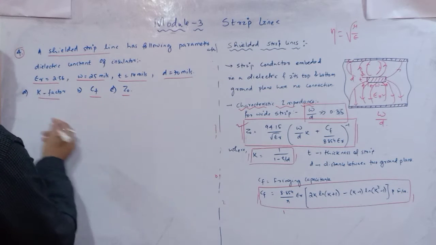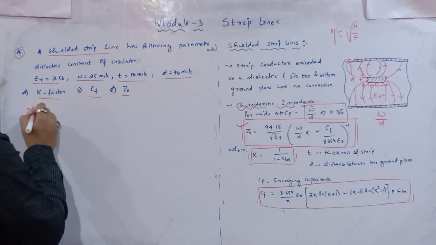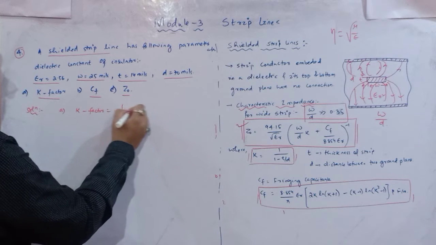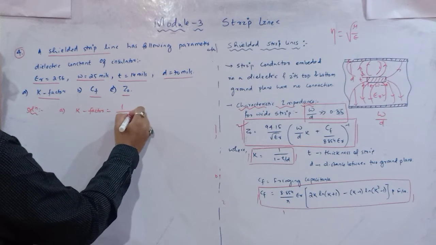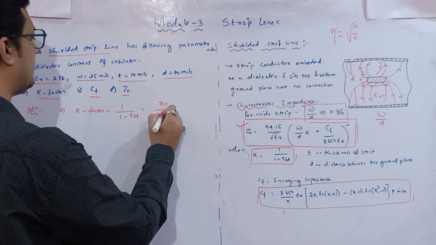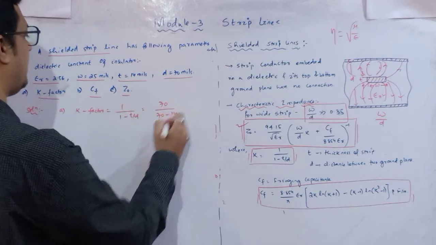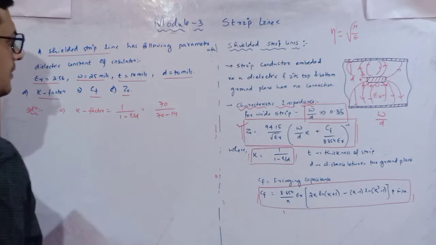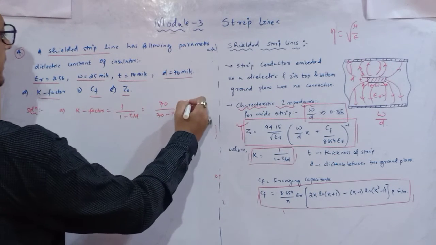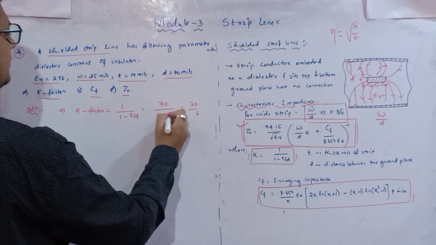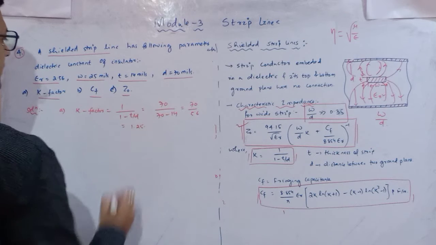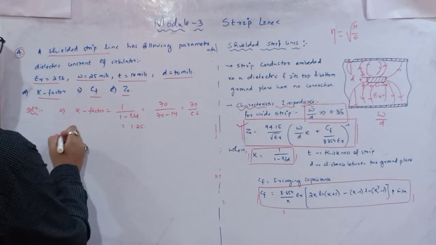So all the relations are available here. I am going to substitute one by one. First is the K factor. For the K factor we have the relation 1 by 1 minus T by D. D is 70, and T is 14. If you solve this, how much are we getting? It is 1.256, so the K factor is around 1.25. You can identify this with the help of a calculator.